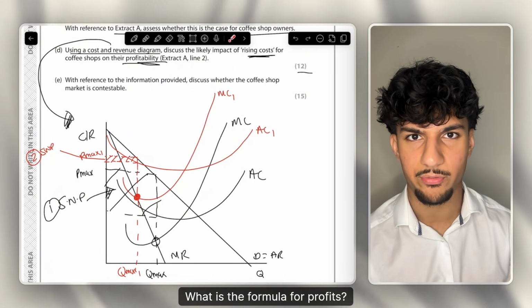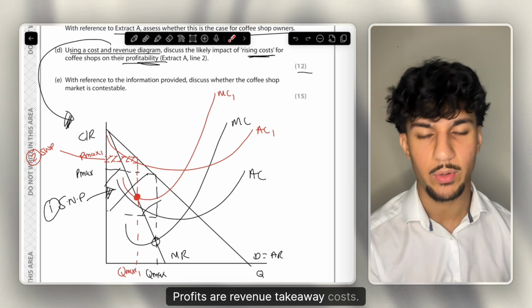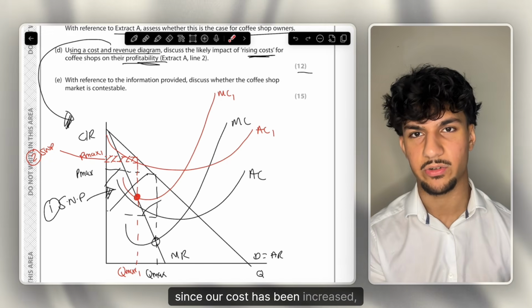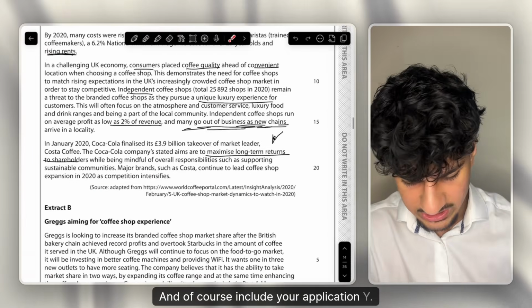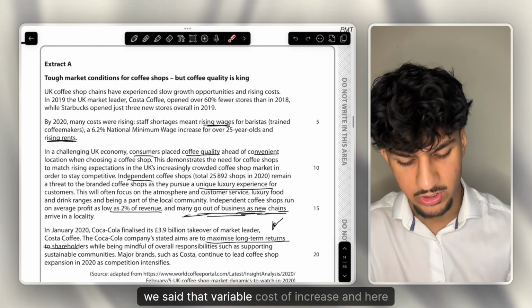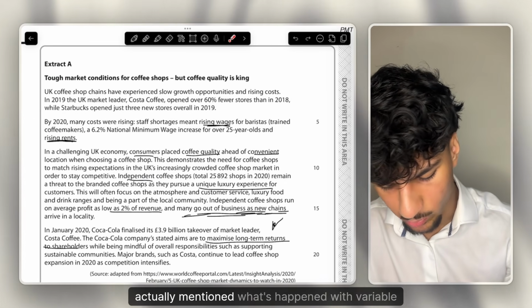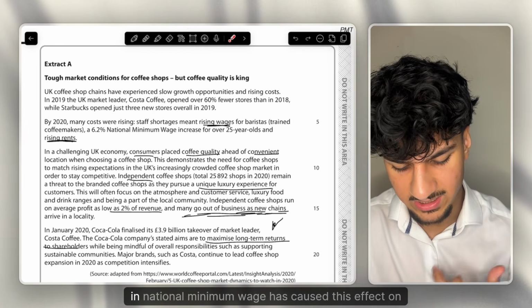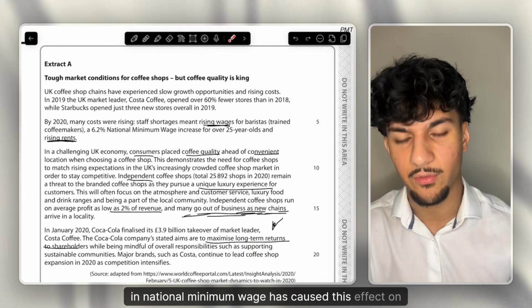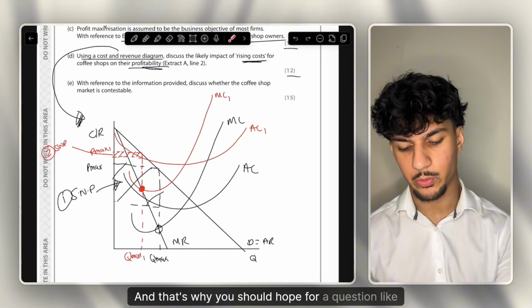And of course, what is the formula for profits? Profits are revenue take away costs. Therefore, since our cost has increased, it means that the overall profit has decreased. And of course, include your application. So we said that variable costs have increased, and here it actually mentions what has happened with variable costs. So talk about the 6.2% increase in national minimum wage causing this effect on cost, and that's why you should hope for a question like this.